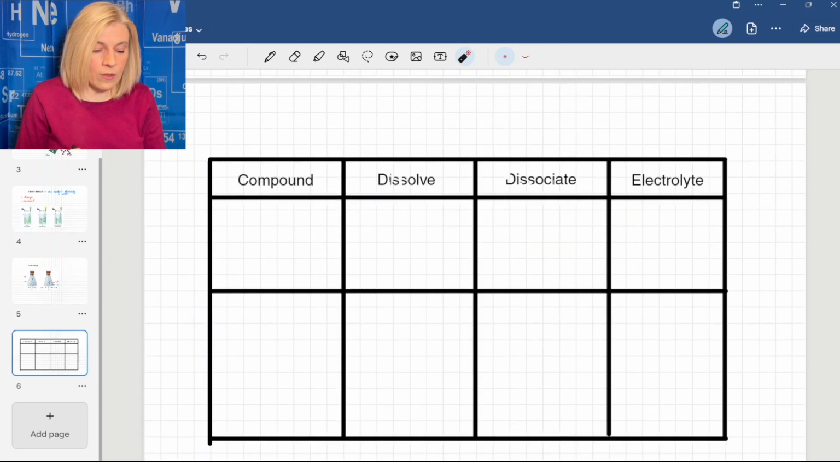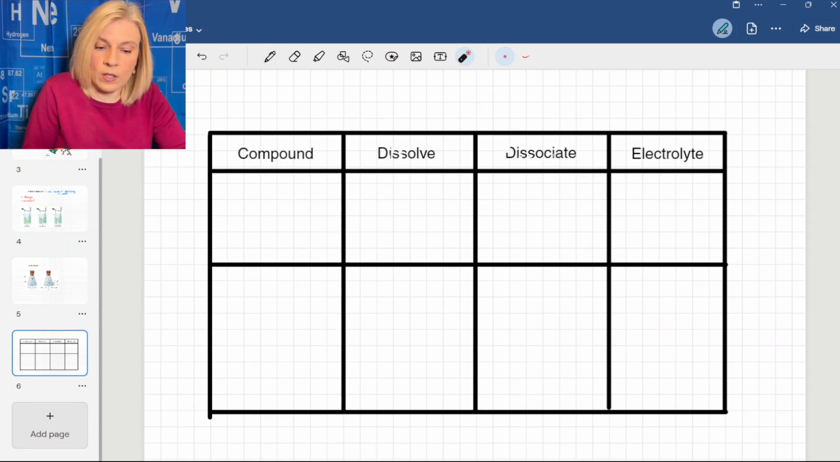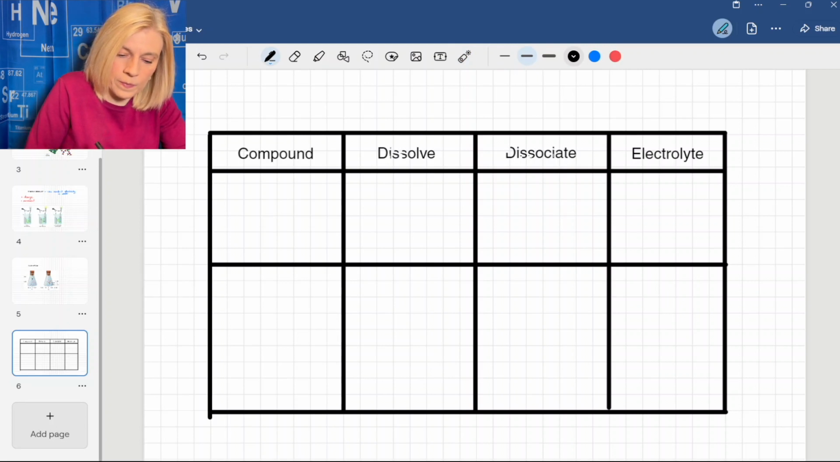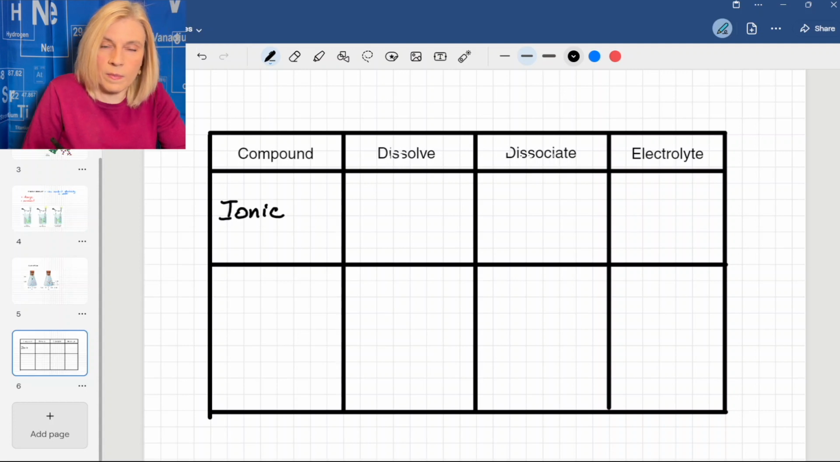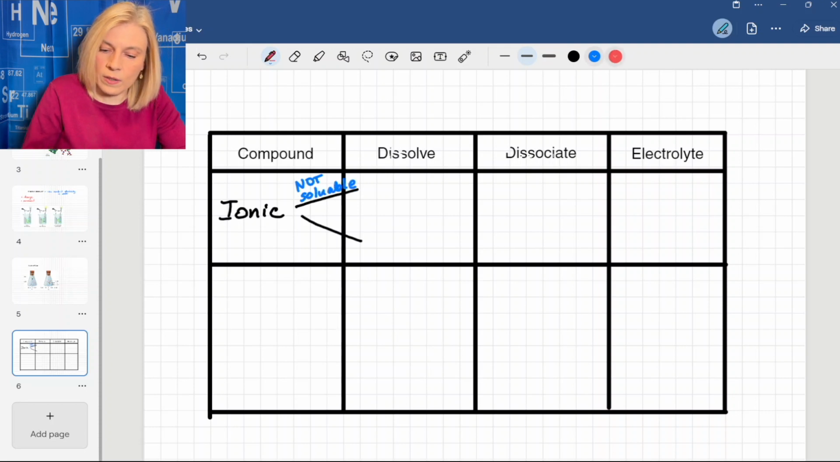So I think we should now summarize everything that we learned and make it a really nice chart. Let's first start talking about ionic compounds. So we have ionic compounds. Those of them that are not soluble will not dissolve, they will not dissociate, and they are not electrolytes.